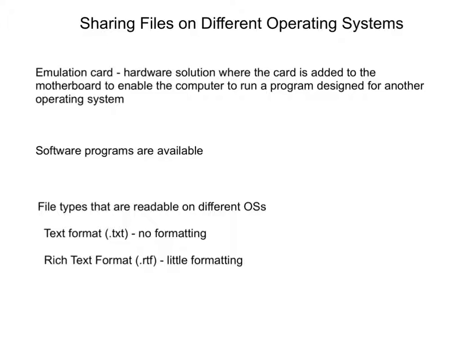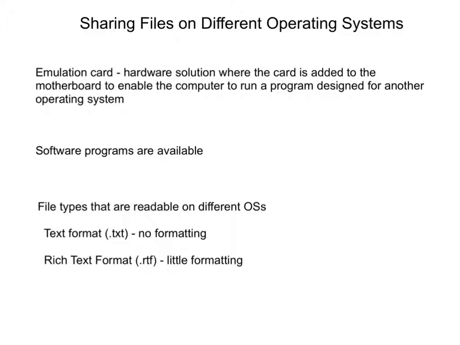Now we're going to talk about sharing files on different operating systems. There are plenty of instances where you create a file on one operating system like Windows, but you're unable to read it on a Macintosh. Well, there's a couple solutions to this. The first one is an emulation card. It's a hardware solution where you're adding a card to the actual motherboard of the computer so that the computer can run a different program that was designed for a different operating system. However, there are software programs that are available as well.